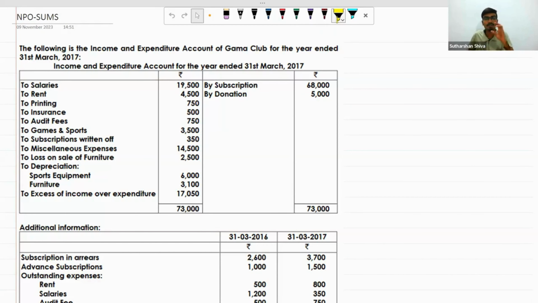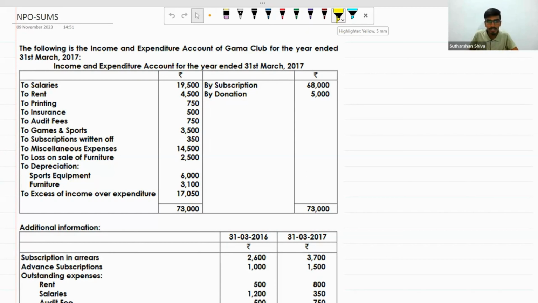Whatever sums we come across for final accounts of a sole proprietor or a not-for-profit organization, or accounts from incomplete records, that is single entry, which we have already completed, and partnership accounting, which we are going to see at a later stage, everything we are going to solve in the simultaneous method only. So in this question also we are going to solve by the simultaneous method.